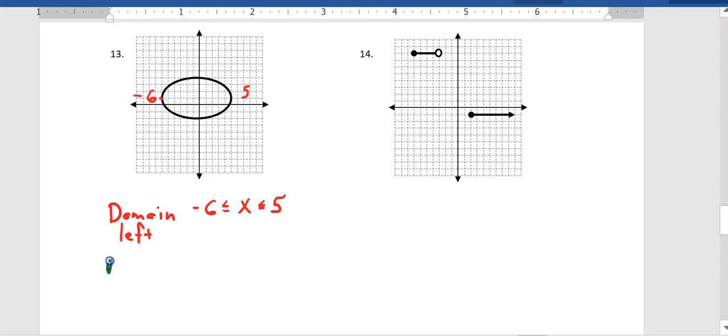Now we look at the range and we ask ourselves how far down does our graph go and how far up does our graph go. So we're looking up and down now. We want to know how far up and how far down. I always start with the down because you're always supposed to start with your smallest value. So I can see that the graph goes down to -2 and it goes up to 4.